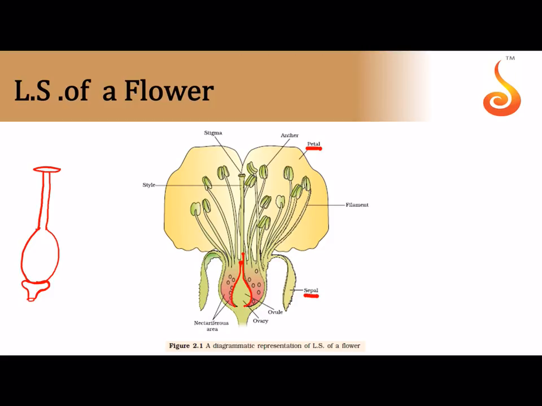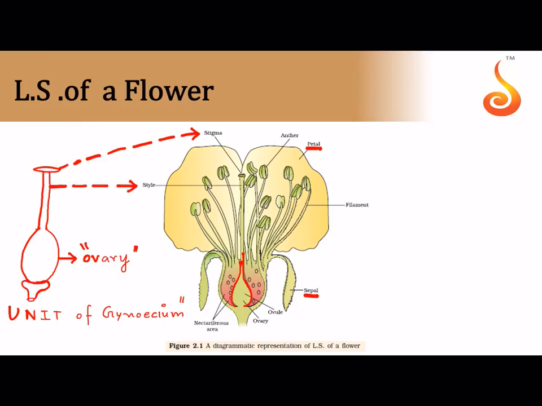And all of you are aware of one more thing, so see the labelings over here. This upper expanded part of the carpel is referred to as the stigma, and then the narrow neck is referred to as the style, and the lower swollen part is referred to as the ovary. So what do we call this entire structure which I have shown here? This entire structure is a unit of gynoecium. Remember that gynoecium is the female reproductive part of the flower, and this unit of gynoecium is referred to as a carpel, or it is referred to as a pistil.